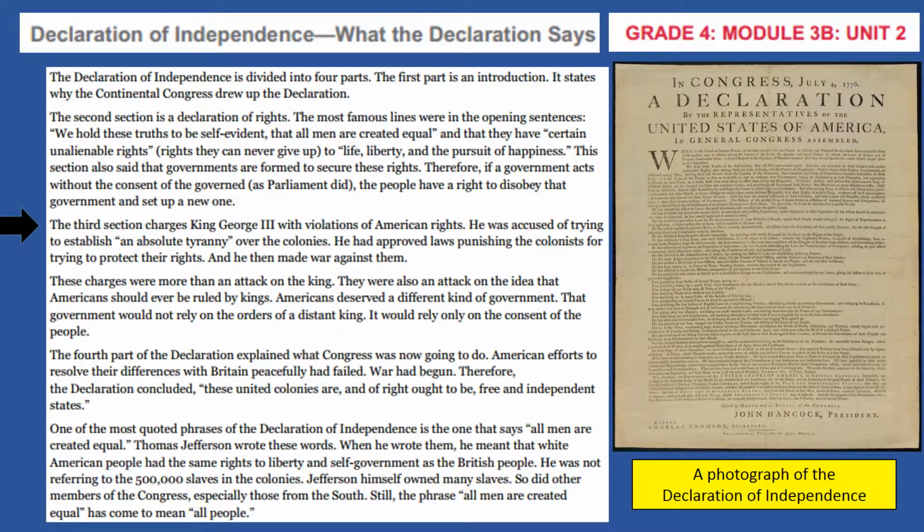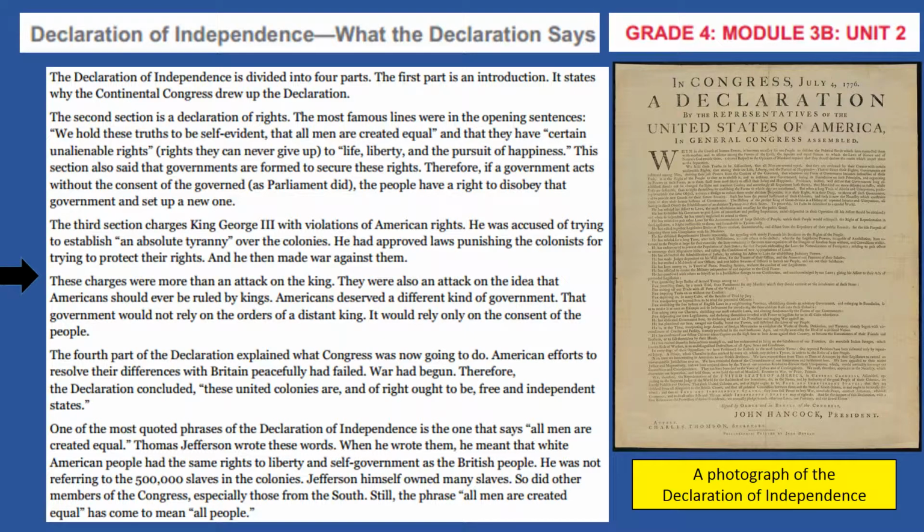The third section charges King George III with violations of American rights. He was accused of trying to establish an absolute tyranny over the colonies. He had approved laws punishing the colonists for trying to protect their rights, and he then made war against them.